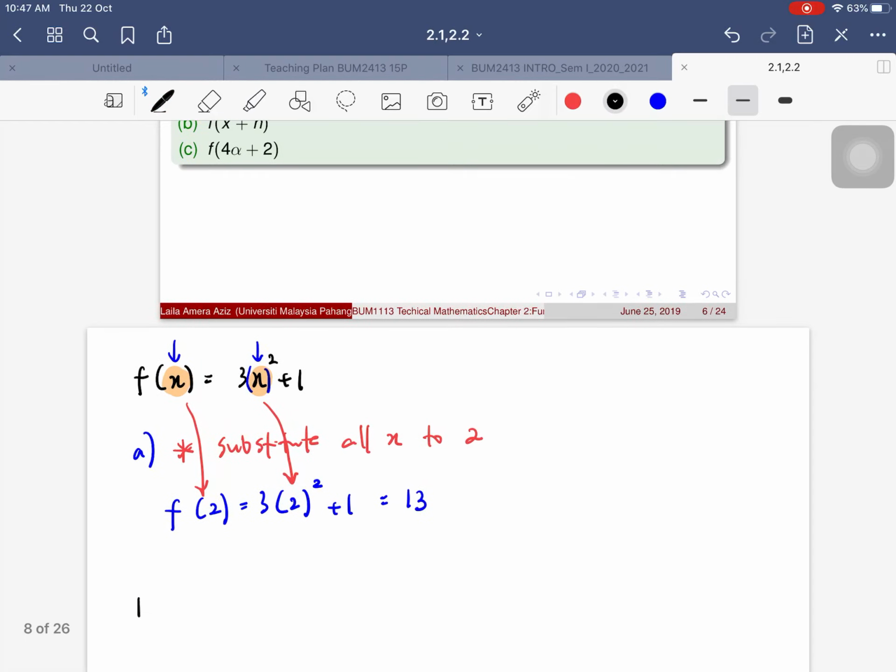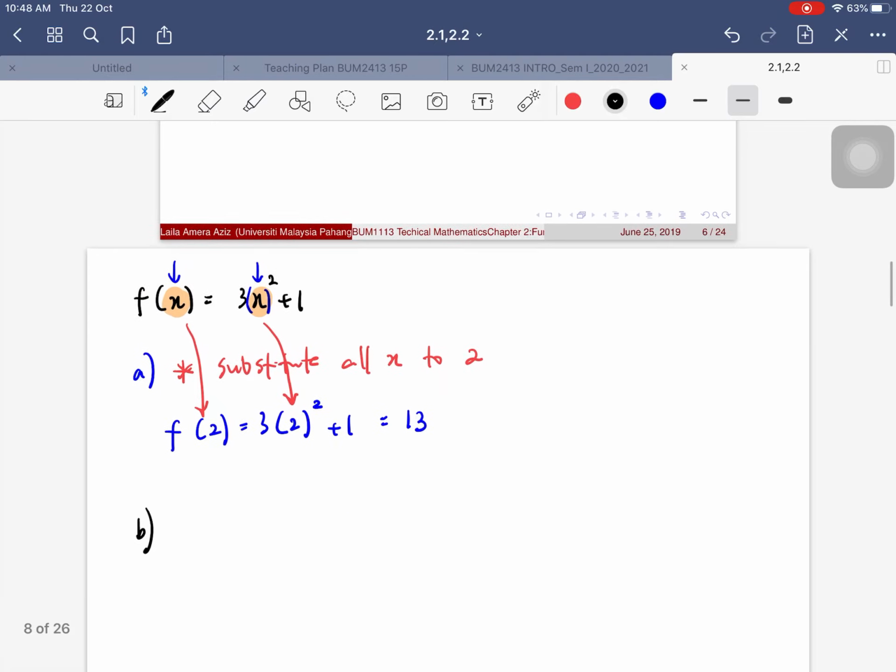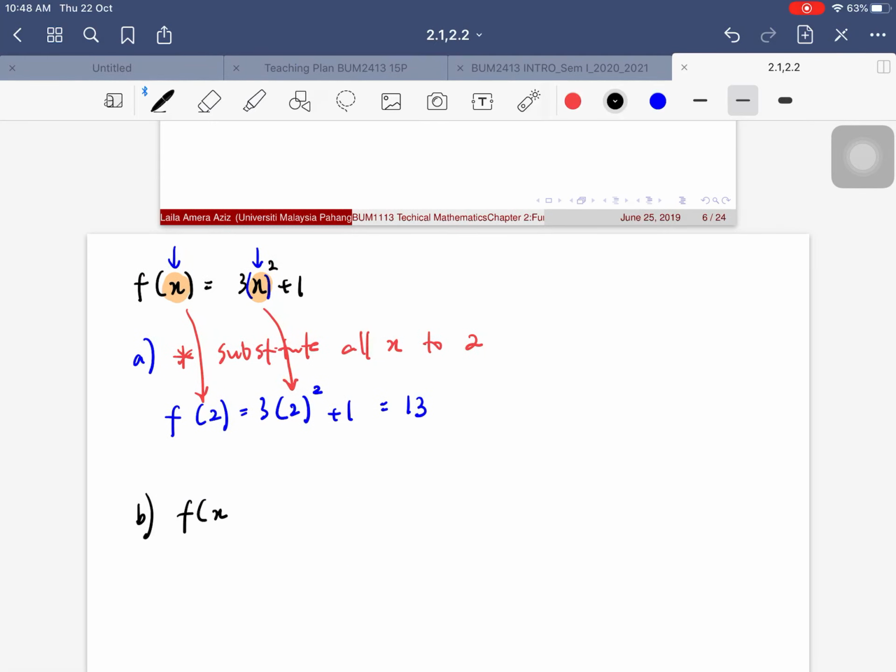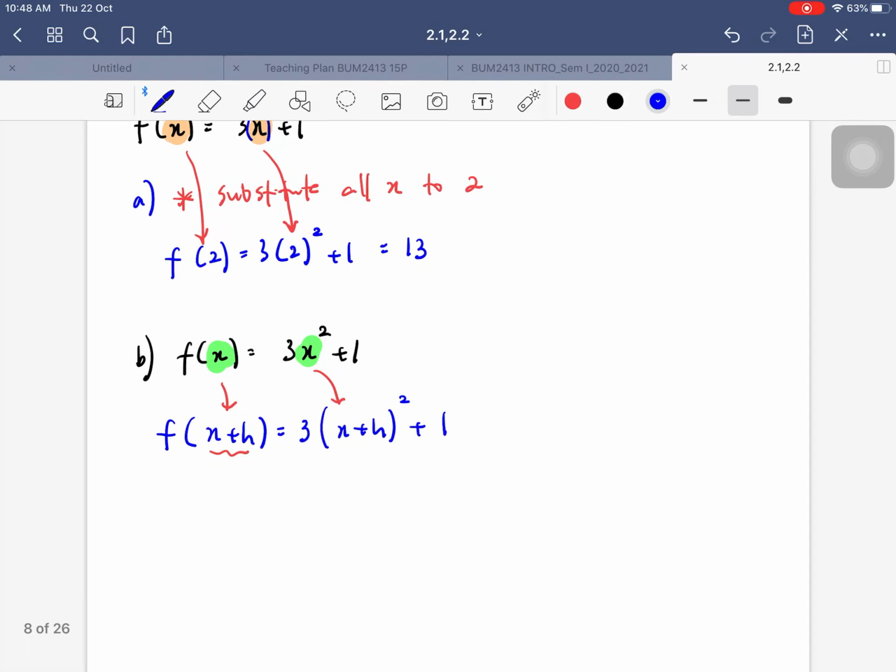Okay, so now I'm going to have a look at b. b is pretty much the same idea. So f of x is equal to 3x squared plus 1. The only thing that is different now is that I have f of x plus h. Every single time you come across x in your function, you are going to change that to x plus h, and the same goes for this one as well. So it's going to be 3, just copy it down. Now where I come across x, it is going to be x plus h squared, and then plus 1. And then you're going to simplify this.